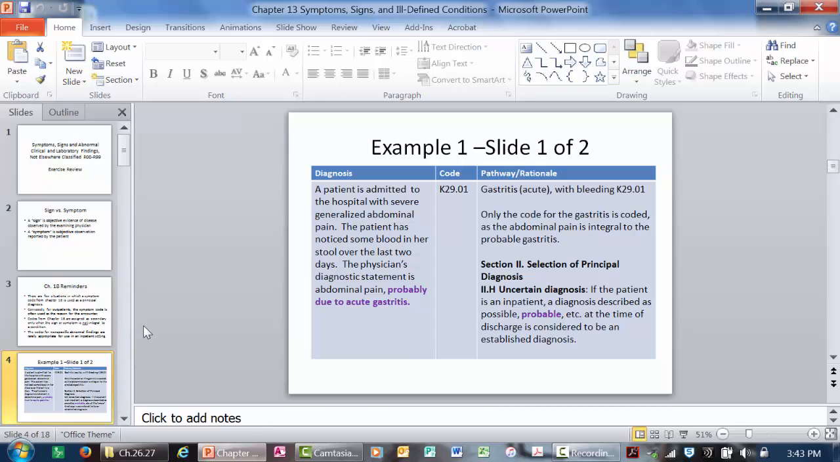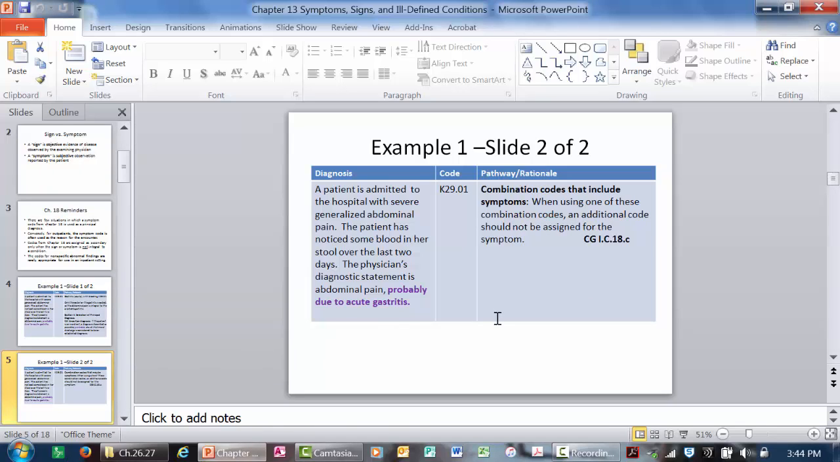This first example, you've got a patient admitted with severe abdominal pain, and she's reported some blood in her stool the last 2 days. And then the physician says it's probably acute gastritis. Now, because she is admitted, she's an inpatient, we can code the acute gastritis with the bleeding. We don't have to code the pain because the pain is integral to the gastritis. So that's an example of uncertain diagnosis in Section 2 of your coding guidelines. When you have terms such as suspected, possible, probable, those type of things, you can code the diagnosis as though it's been confirmed.